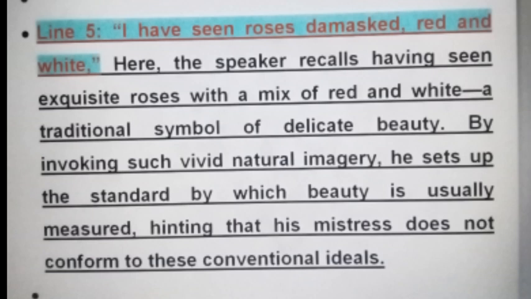Line 5. I have seen roses damasked red and white. Here the speaker recalls having seen exquisite roses with a mix of red and white, a traditional symbol of delicate beauty. By invoking such vivid natural imagery, he sets up the standard by which beauty is usually measured, hinting that his mistress does not conform to these conventional ideals.